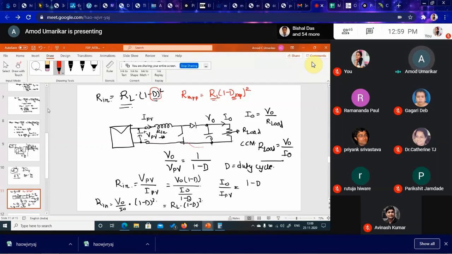Boost converter is one example. There can be a buck boost converter as well. There can be a buck converter. There can be multiple DC to DC converters. Is it clear, this part? Okay. Any doubt in this till now?